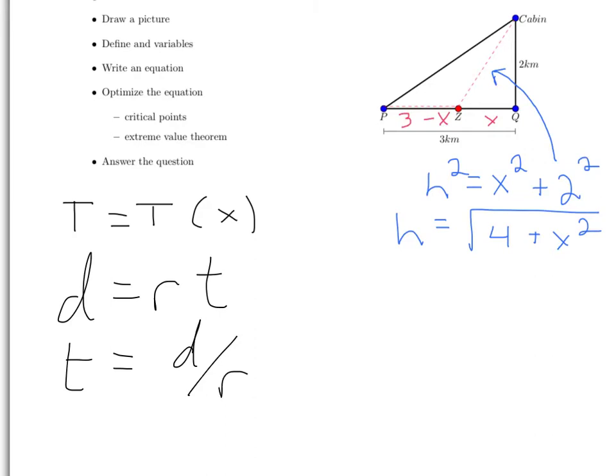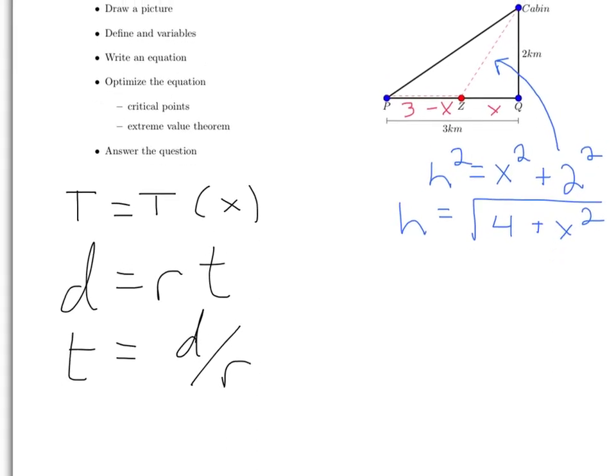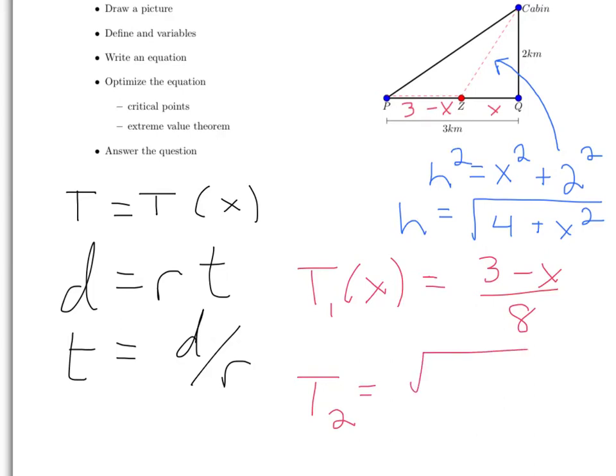And we have rates for all of these different pieces. So if we look across the bottom, the time across the bottom of the triangle, so this time as a function of x, will be (3 minus x) over 8, because I know I'm going 8 kilometers per hour across the bottom here. So we'll call that time 1. Time 2, that'll be across my hypotenuse side, is going to be the square root of 4 plus x squared over 3, because I know I'm going 3 kilometers per hour along that side.